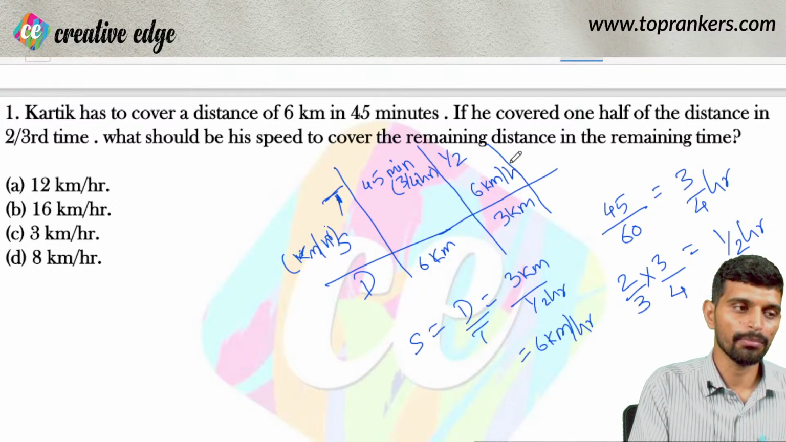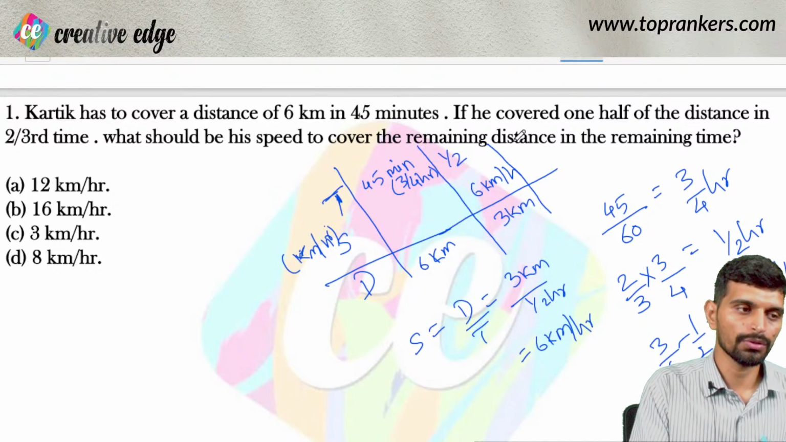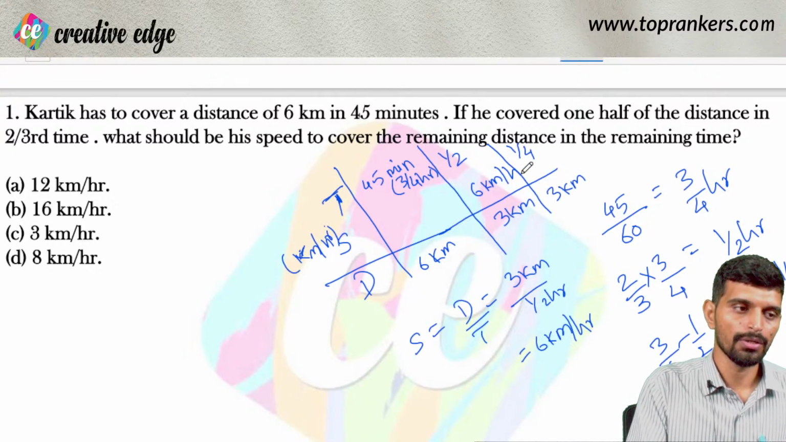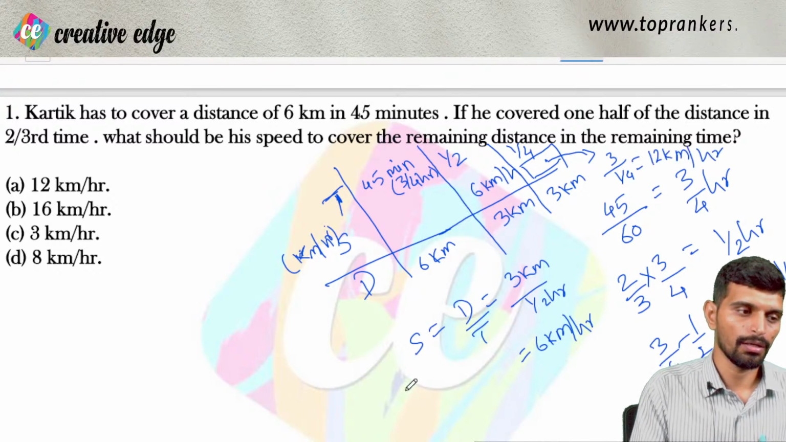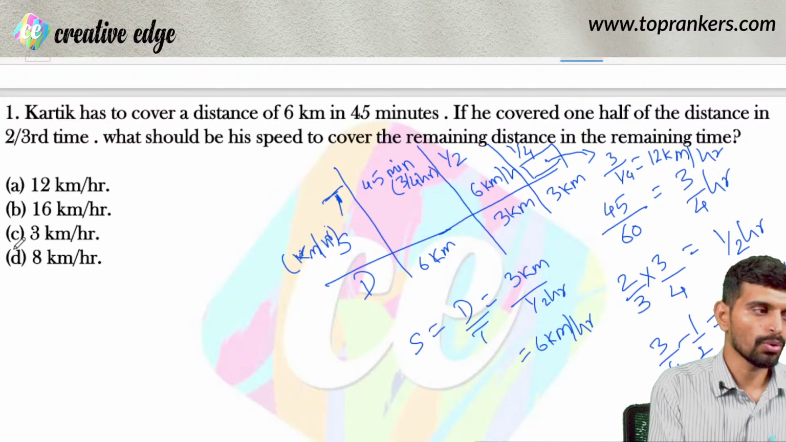Now the remaining time is 3/4 minus 1/2, that is 1/4. So only 1/4 of an hour is remaining, and the remaining distance is 6 minus 3, that is 3 km. So the required speed will be 3 upon 1/4, that is 12 km per hour. Again using the formula, speed is equal to distance upon time. So the answer to this one is 12 km per hour.